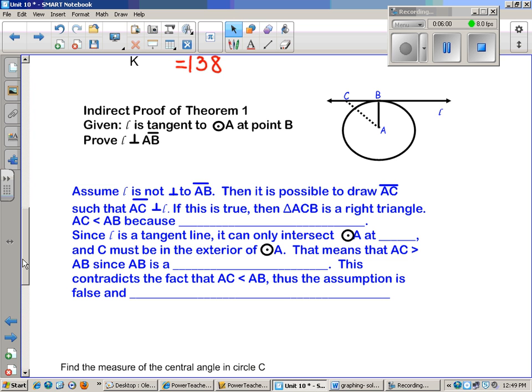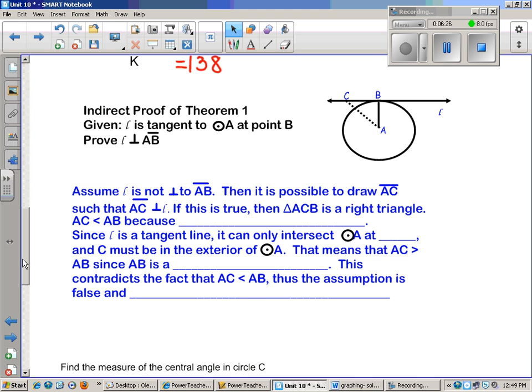If that's how it ends, then we can say it's impossible for L not to be perpendicular to AB, therefore it must be perpendicular to AB. Do you see what the difference is between an indirect and a direct? Like I said, you're not going to have to do it, but you do need to know what they are.